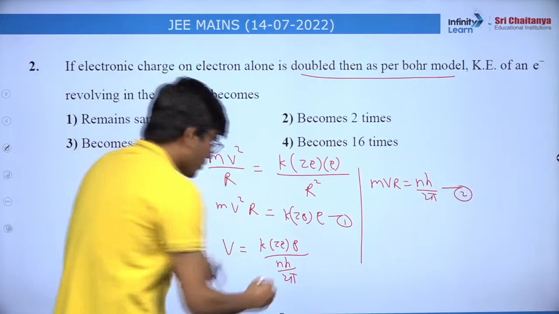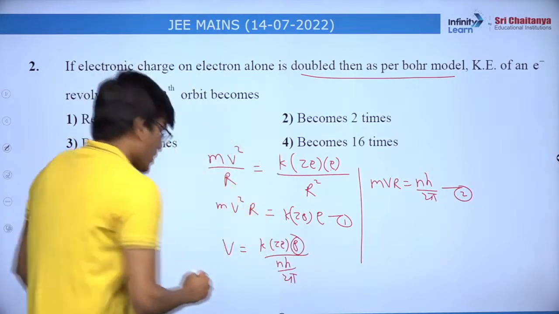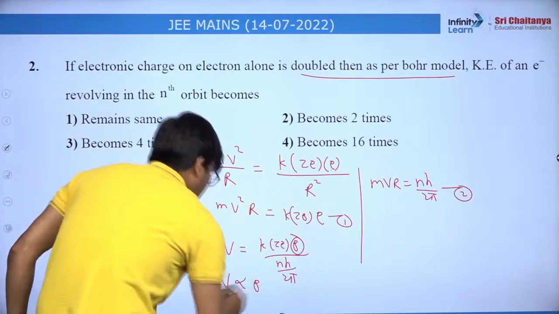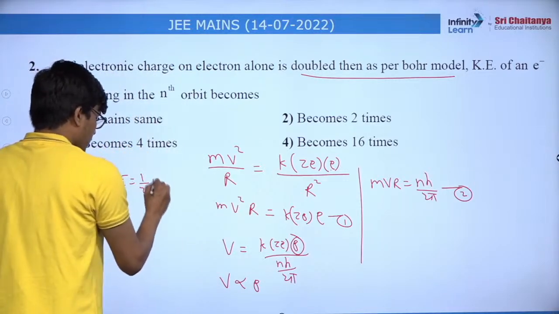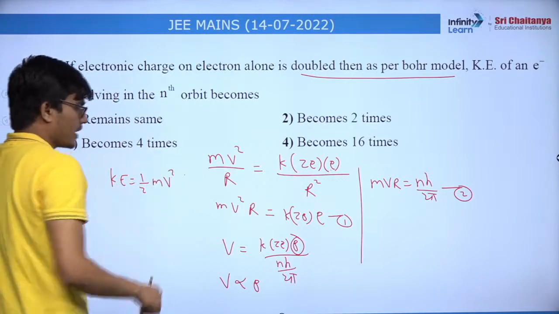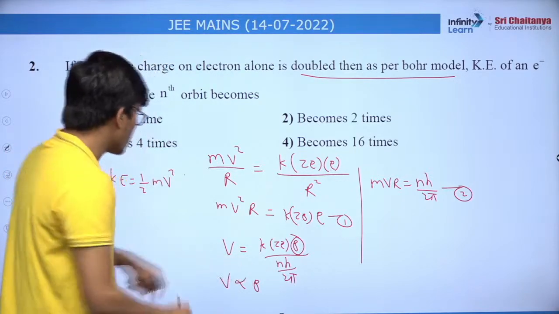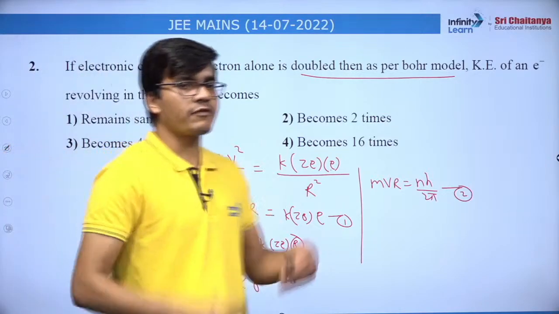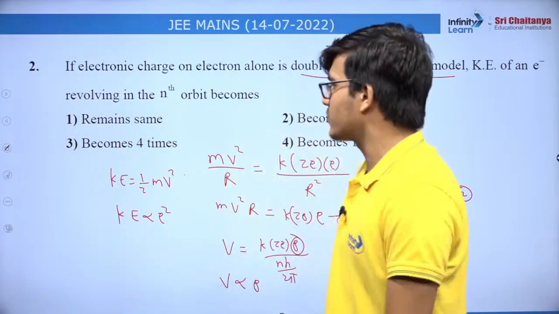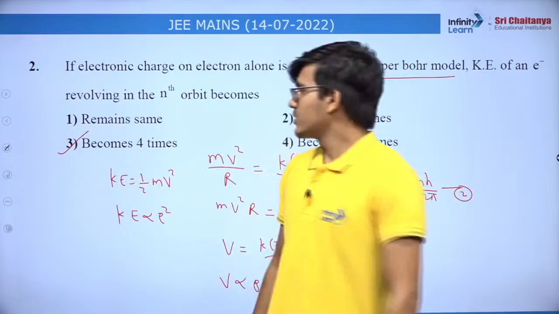So everything is constant instead of this. So my velocity is proportional to the electric field, and the kinetic energy formula is half mv square. So kinetic energy is proportional to v square, v is proportional to E, so kinetic energy will be proportional to E square. Means if E is getting double, then kinetic energy will get 4 times. Third option is the right answer.